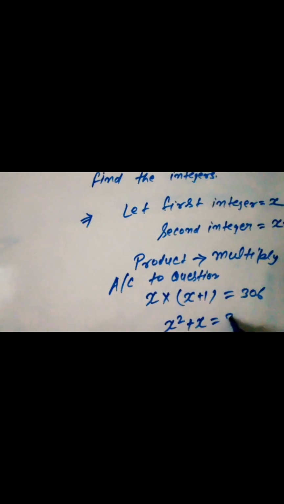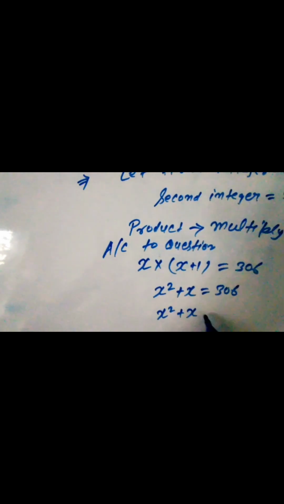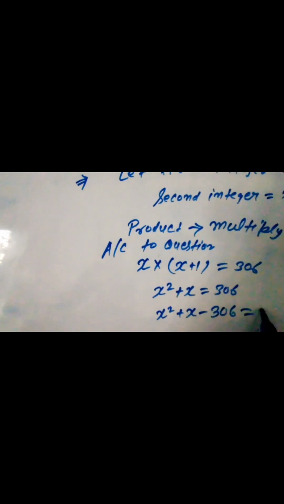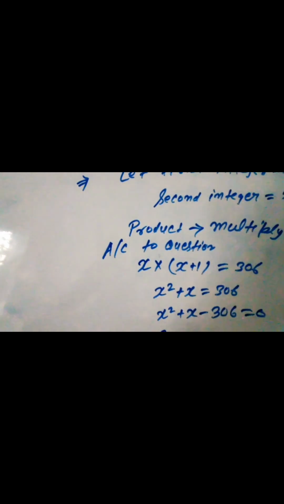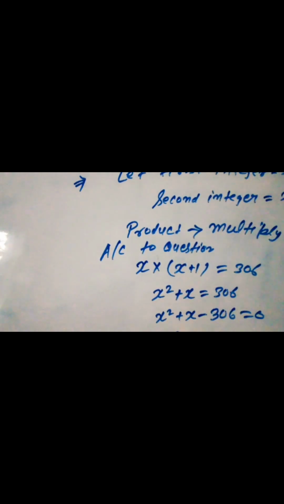Then x square plus x equals 306. Then x square plus x minus 306 equals 0. This is a quadratic equation because the quadratic equation standard form is ax square plus bx plus c equals 0. Here a value is 1, b value is 1 and c value is negative 306. Then next I explain how to find the roots of the quadratic equation and other things.